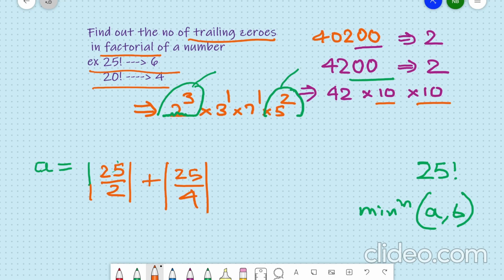And 25 by 4, what it is doing? It is extracting the second 2. तो 4 का पहला 2 तो काउंट हो चुका है, 4 का दूसरा 2 काउंट नहीं हुआ है. ऐसे ही 8 का नहीं हुआ है, 12 का नहीं हुआ है, 16 का नहीं हुआ है, 20 का नहीं हुआ है, 24 का नहीं हुआ है.